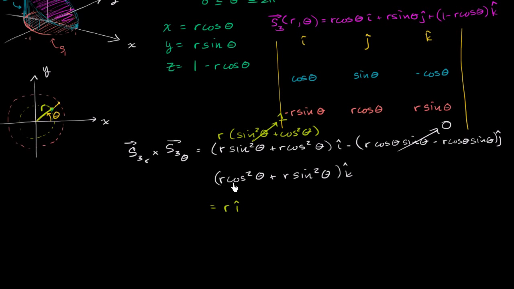So this whole thing simplifies. Let me write it this way. This is also r times sine squared theta plus cosine squared theta, which also simplifies to r. So you have r times k.